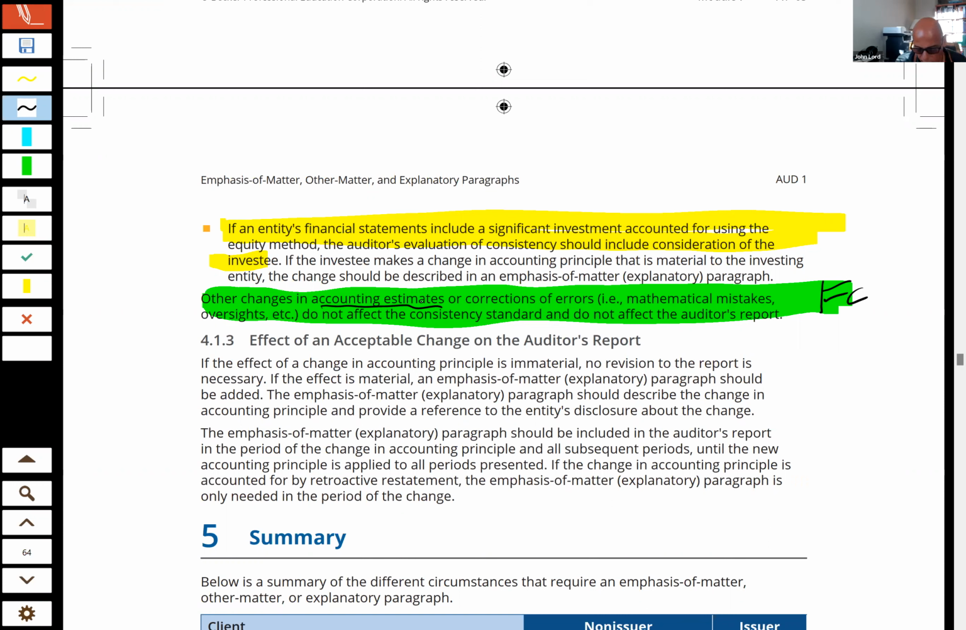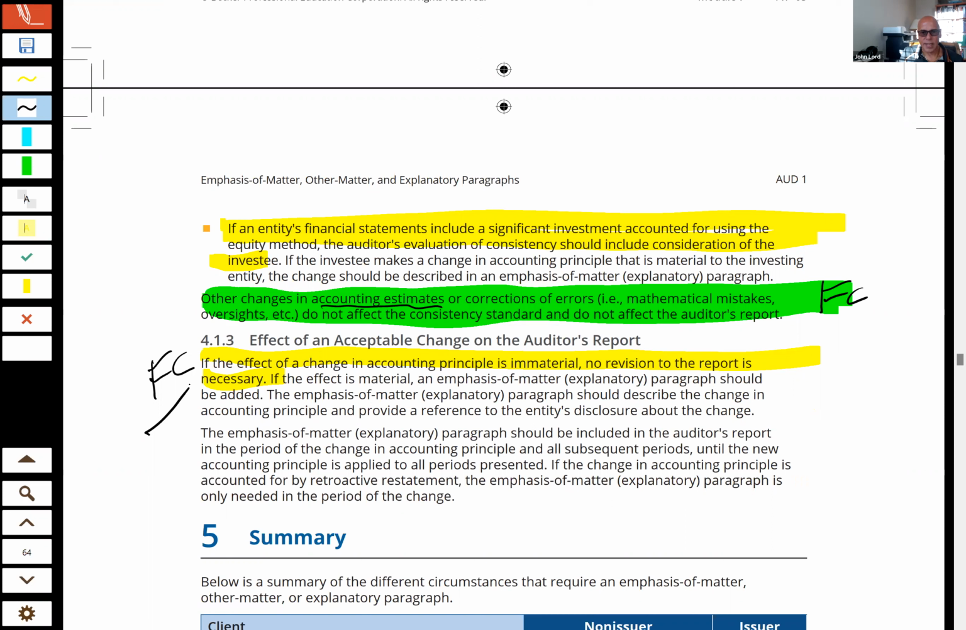Okay. Now you come over and if the change in accounting principle is immaterial, no revision of the report is necessary. Look, guys, you could pretty much say that about anything. Anything that is not material generally does not result in a qualification or a modification of any sort, I should say, in our report.